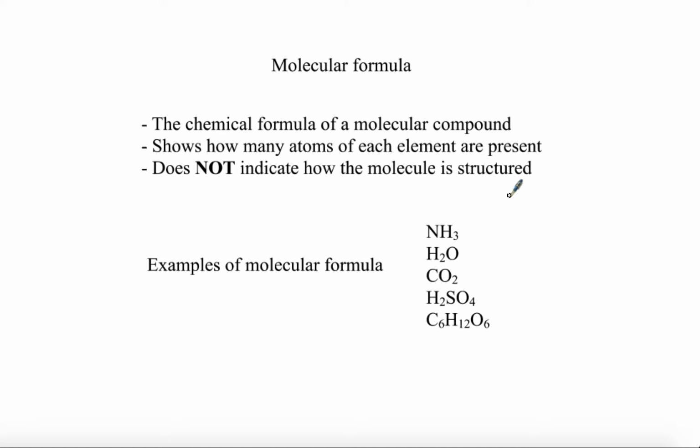And here are just some examples of molecular formulas. We have NH3, H2O, CO2, H2SO4, C6H12O6, which are all different things. Many of these are common things like water, carbon dioxide. This is our sugar. Okay, all of these are covalently bonded together.